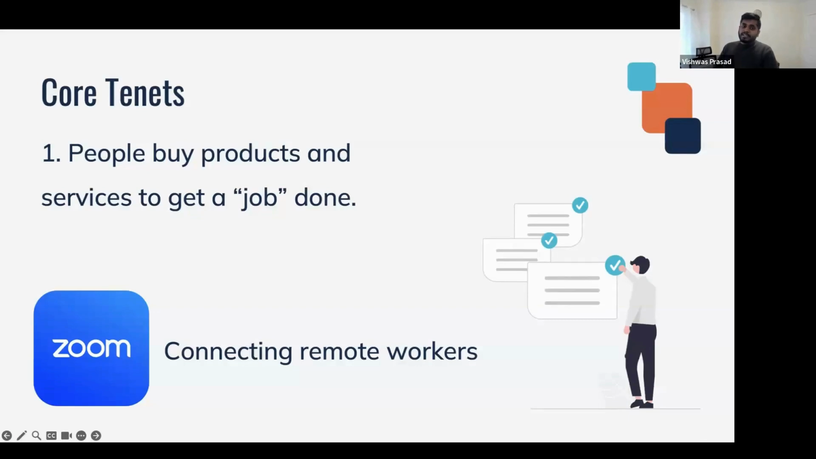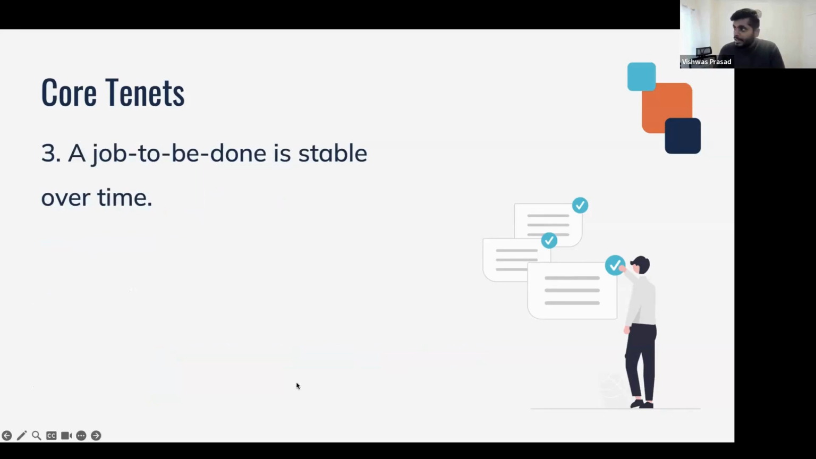Now, we could talk about a lot of examples. So imagine Zoom, the solution that we are using right now to get on a call and talk and collaborate with each other. Ultimately, it's not a video calling solution, right? The key job here is connecting people who are remotely located with each other so that they can collaborate or get together virtually. Now, if you look at, say, a digital camera, again, oops, sorry.